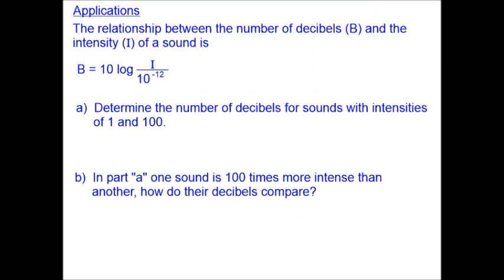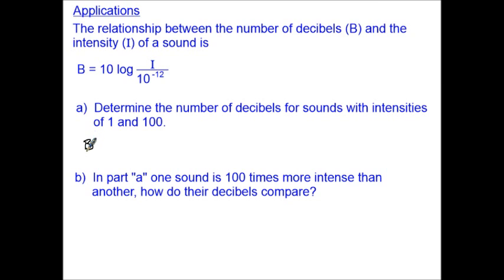Alright, let's do some word problems. Woohoo! Anyway, the relationship between the number of decibels and the intensity of a sound is given by this equation here. So, hey, let's start working it out and see what happens. The number of decibels, well, I want intensities of 1 and 100. So intensity is our I, so all I have to do is plug a 1 and a 100 in for I and work it out 2 different times.